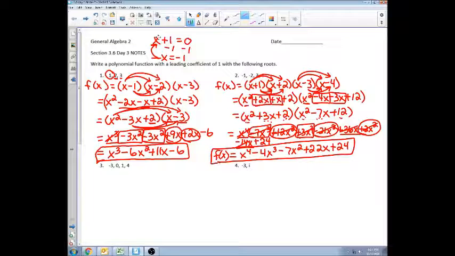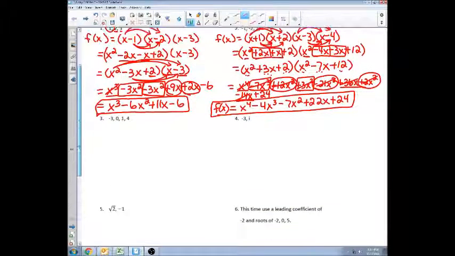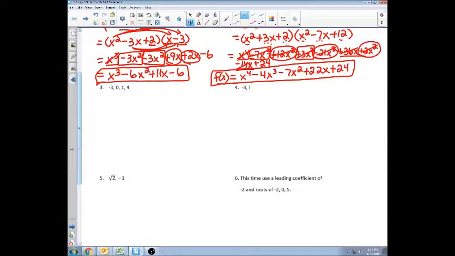Okay? On to problem number 3. Again, I have 4 terms. The 0, don't let it freak you out. All you have to do is add it in with the x. So f of x equals, that's a negative 3, so it would be x plus 3. That's a 0, so it would be x minus 0. 1, I'd have x minus 1. And 4 would be x minus 4.